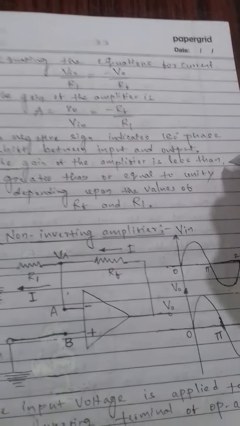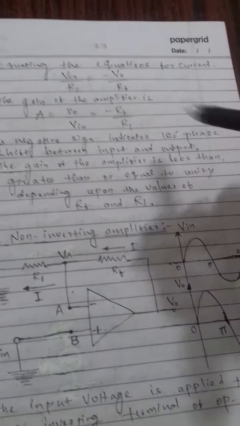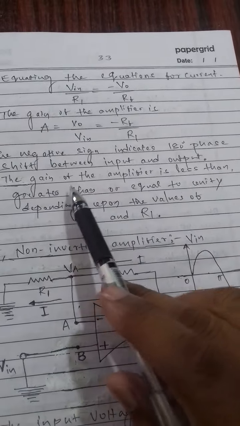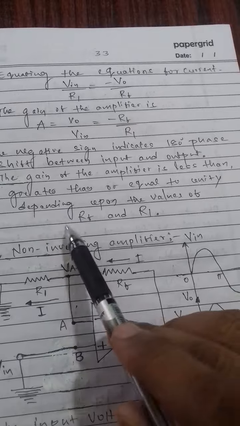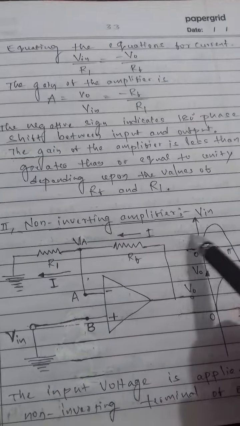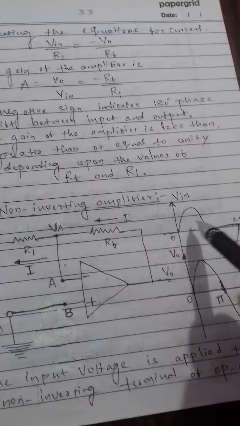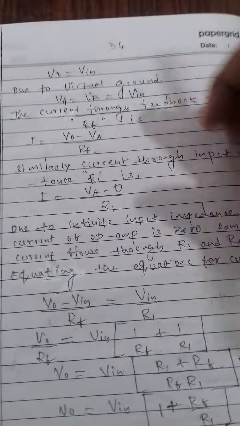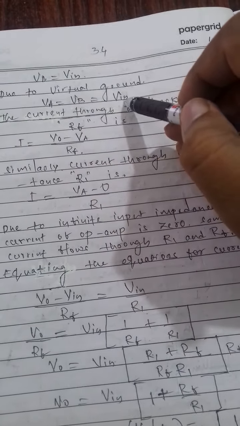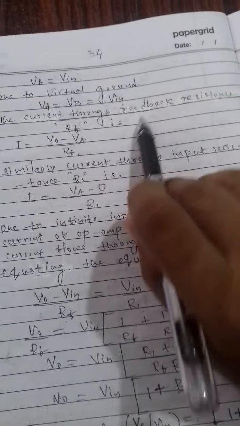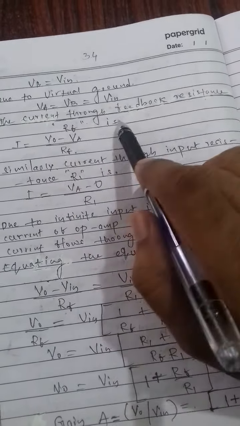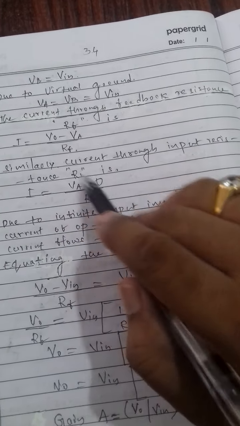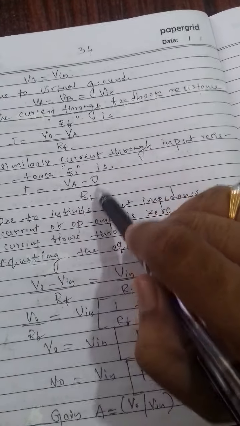Gain of the amplifier is less than, greater than or equal to unity depending upon the values of RF and R1. The non-inverting amplifier, with R1 and RF. The input voltage is applied to the non-inverting terminal of the op-amp. VB is equal to input voltage. Due to virtual ground, VA is equal to VB is equal to input voltage. The current through feedback resistance RF is Vo minus VA upon RF. Similarly, current through the input resistance R1 is I is equal to VA minus 0 upon R1.